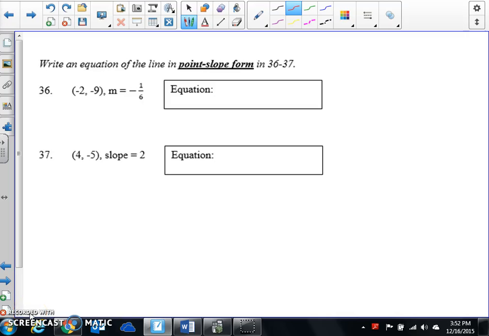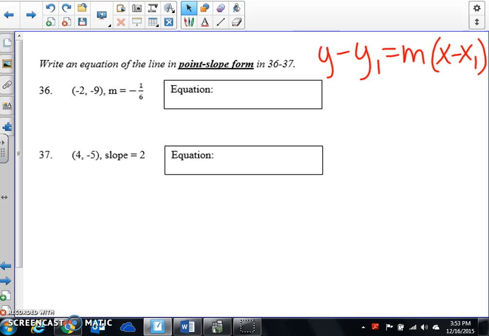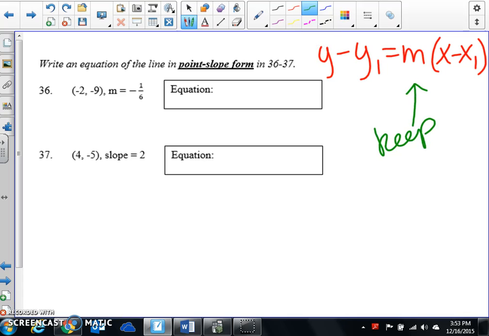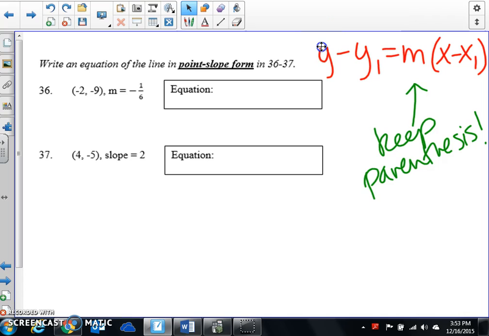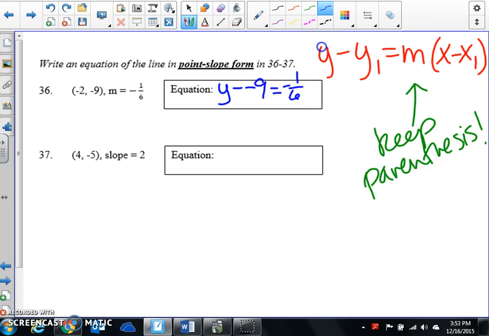All right, point slope form is y minus y1 equals m parentheses x minus x1. Point slope is the only form where you keep the parentheses. All right? So all I have to really do is plug in. So y minus a negative 9 equals negative 1/6 x minus a negative 2.